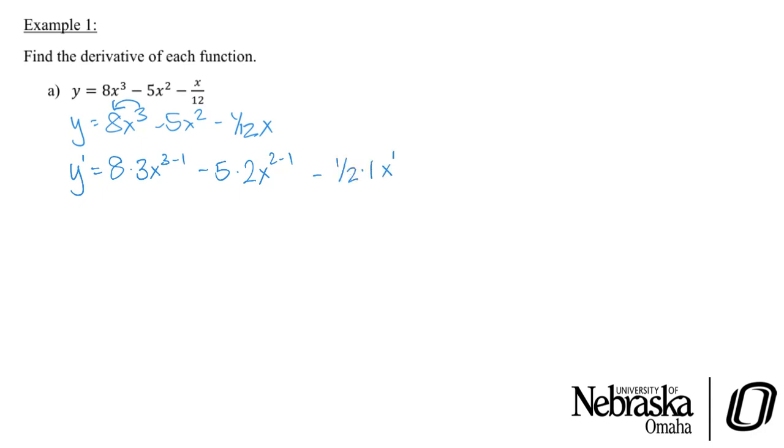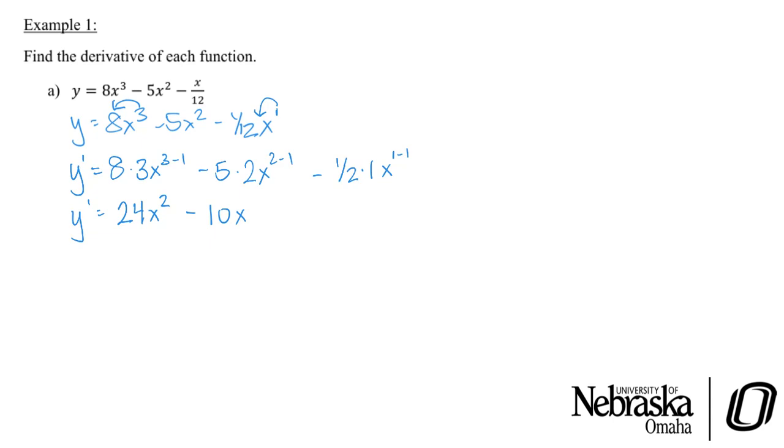Now, notice when we get to the end, this exponent only has a 1. So we're multiplying the 1 in front, and then we're decreasing the exponent by 1. So 1 minus 1 is actually going to be 0. But going back to the beginning, we have 8 times 3 is 24. 3 minus 1 is 2. So we get 24x squared. Negative 5 times 2 is negative 10. 2 minus 1 is 1. So we'll just leave negative 10x.